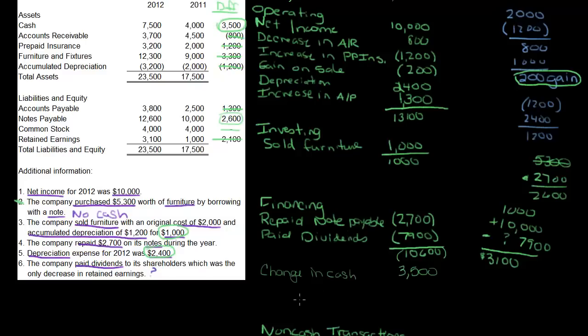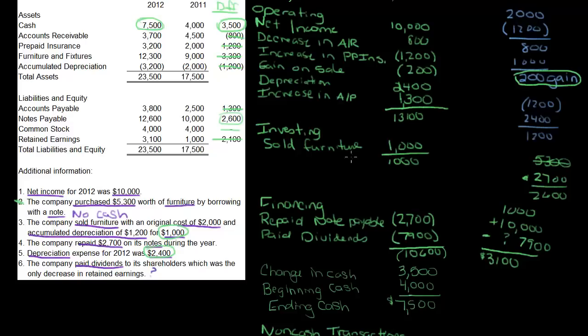Okay, so one more thing we need to do. Because readers don't necessarily understand, they're not going to pull out a calculator and say, wait a minute, how much is that change in cash? Okay, so what we're going to do is we're going to help them out. We're going to say our beginning cash was 4,000. So my ending cash is 7,500. And that ties right back to my ending cash on my balance sheet, right? $7,500 is my ending balance.